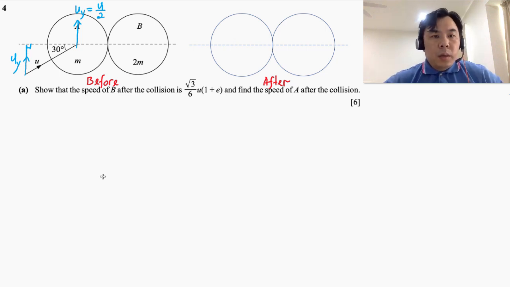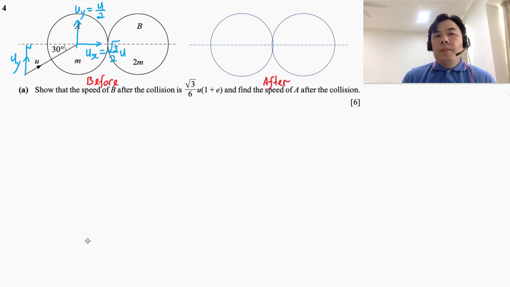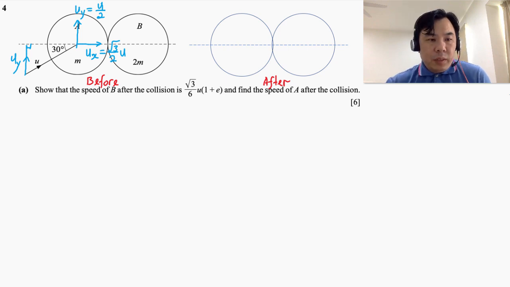And then next, the horizontal component, which is given by here, and that one I will label as ux. So ux will be given by u cos 30. And then we know that cos 30 is root 3 over 2, so root 3 over 2 u here. All right. So that's the first step. Right? And then also we need to label what will happen after.